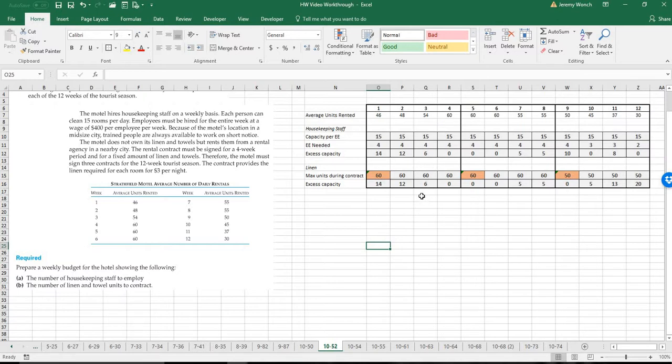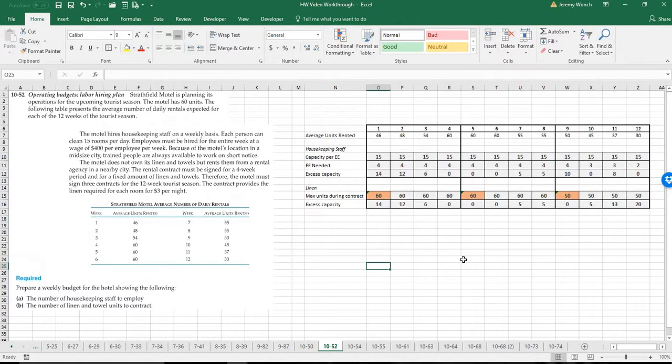So what this is saying is that for linens, we're going to have excess linens in weeks 1, 2, 3, and then be right on the dot on 4. For the second period, we're going to be right on the dot for the first 2 weeks, and then have excess, and so on and so forth for the fourth. But anyway, now we have a plan going forward for how much staff we need to hire and how much linens we need to order ahead of time.